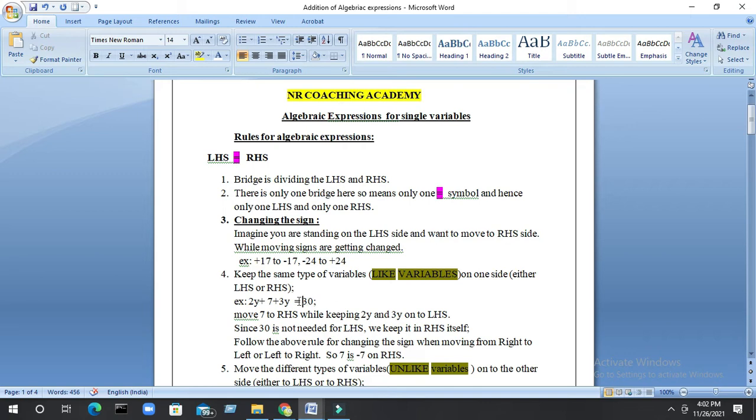Next, since 30 is not needed for operation inside y. In order to resolve y, 30 is not needed to be on the left hand side. I have just kept it as it is. Since it is there on the place where it was, there is no need to change the sign. The sign change happens only when we are making a movement.